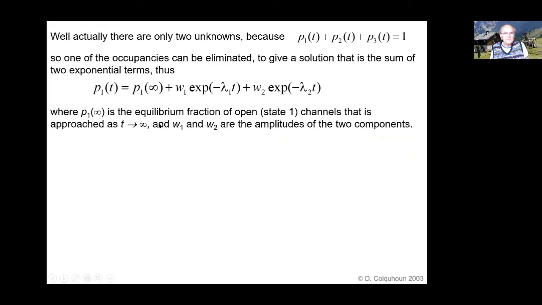And these give us a solution which is the sum of two exponential terms, because the system exists in three states, and it has this general form. The occupancy of state one at time t is equal to its occupancy at infinity, the equilibrium occupancy, plus two decaying exponential components.